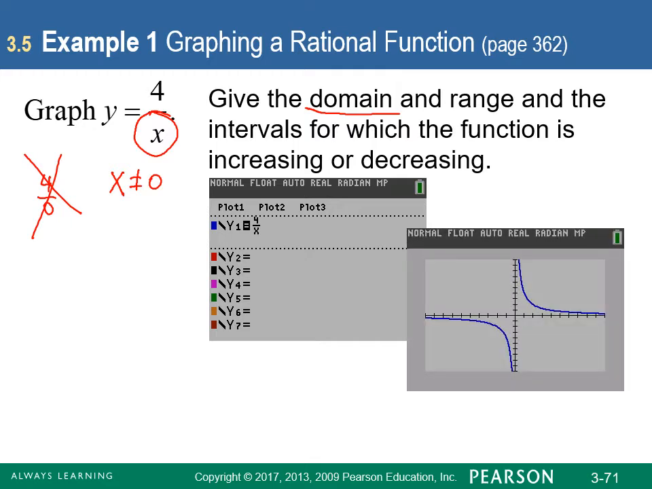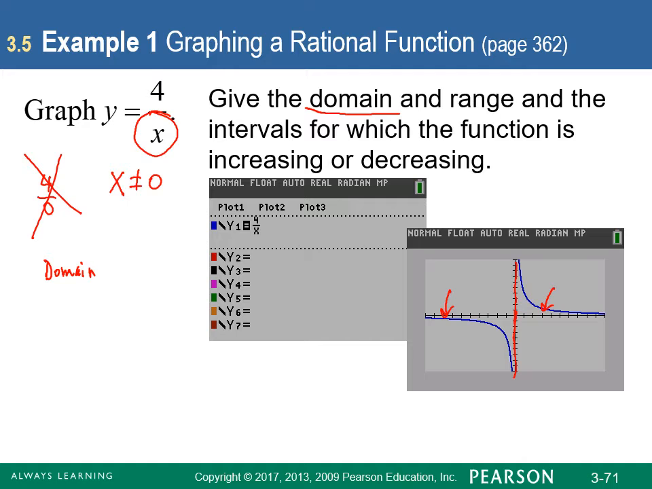You can see on this graph that indeed here where x is 0, which means the y-axis, there's no graph. So that is not a value in the domain. You can also see here that we have values of x everywhere else. So the domain of this function then would be all values except for 0.